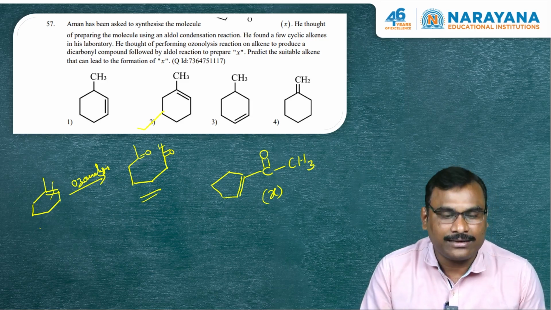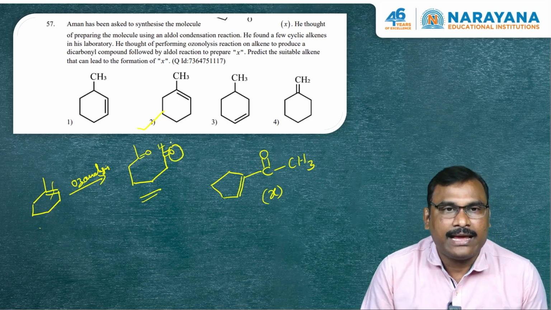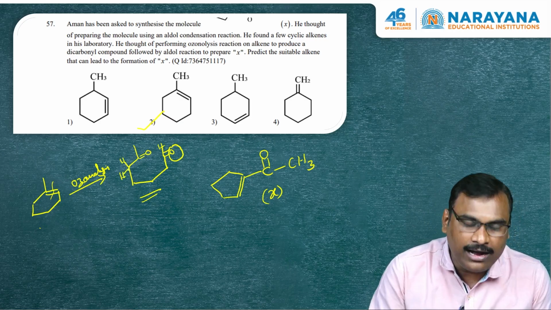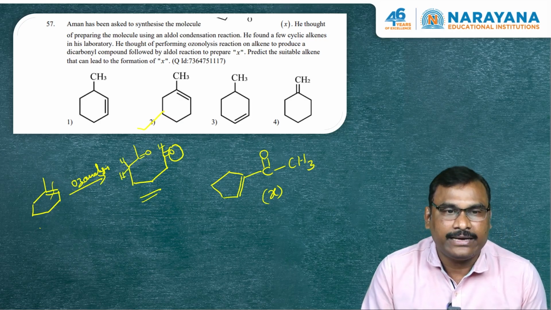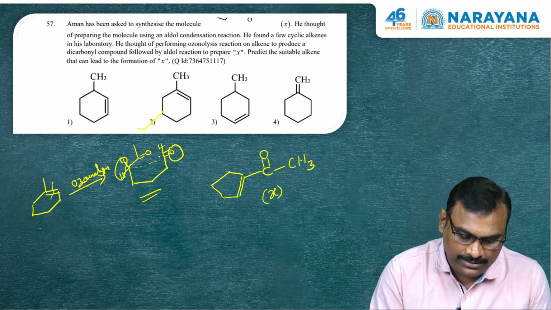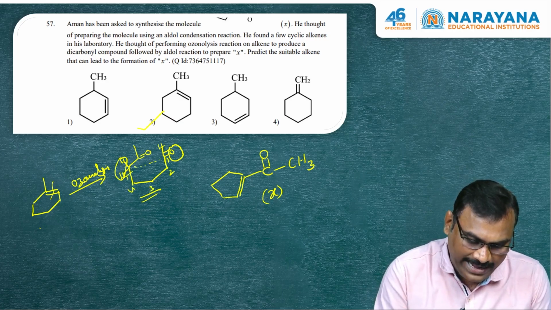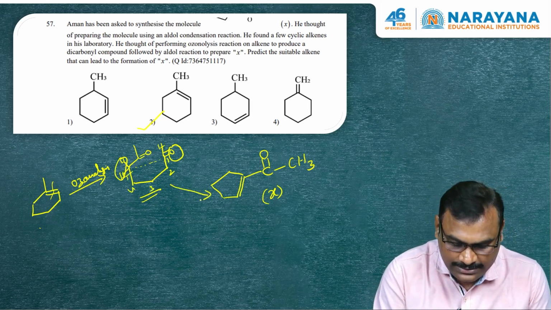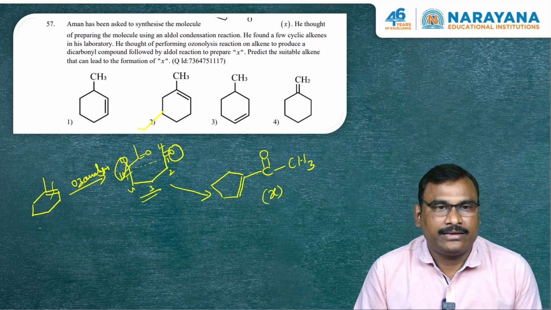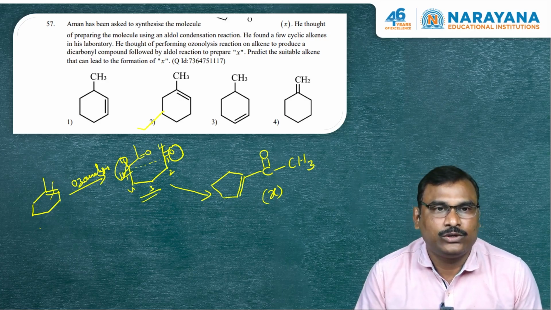What is the aldol condensation? The carbonyl reacts or condenses with the alpha hydrogen of another carbonyl. Here aldehydes are more reactive than ketones in the condensation. So here the possibility is this, that is 1, 2, 3, 4, 5, a 5-membered ring, and gives this as the product. So for the given question, the suitable answer is 2.